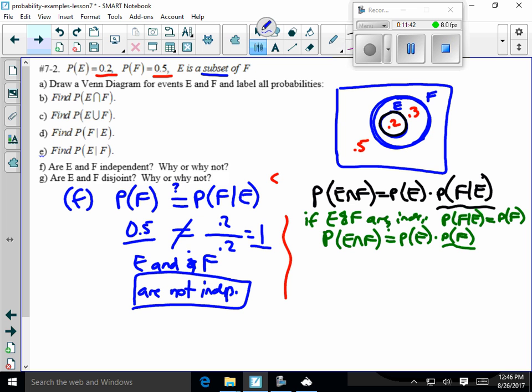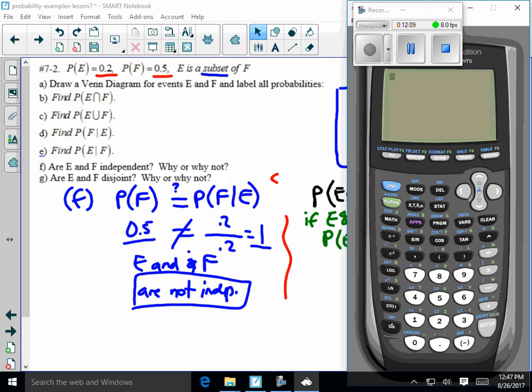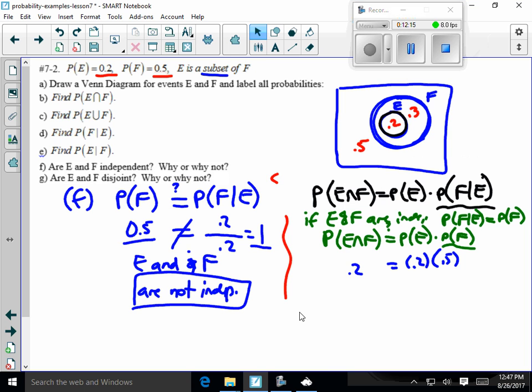That would mean we would find the probability of E and F, right? And the probability of E and F occurring, we did that before, it was 0.2. That was in part B, right? And then the probability of E is 0.2, right? And the probability of F is 0.5. And so we would multiply those two things. I didn't do it this way before, so let me do that real quick. If I were to multiply 0.2 times 0.5, I would get 0.1. Okay, so 0.1. Right? And since those are not equal, that's another indication that these are not independent.